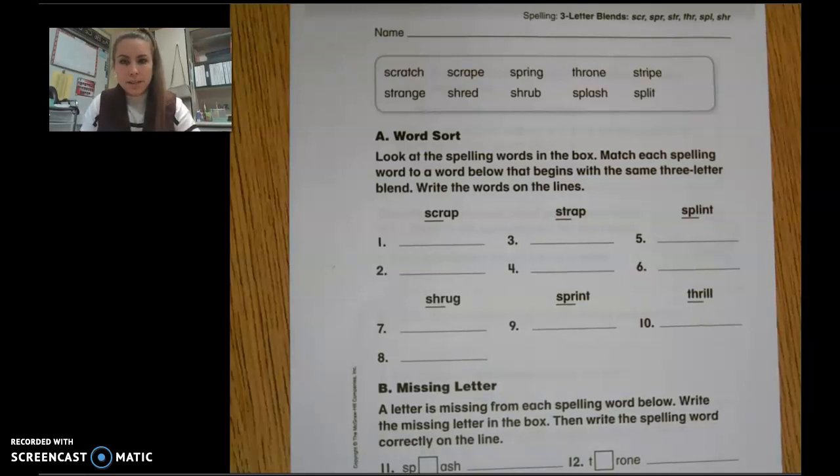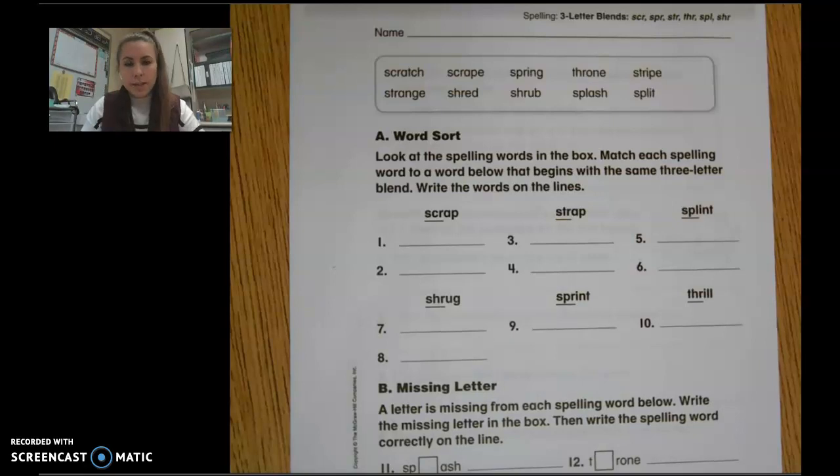Today, for word work, we are going to be looking at three-letter blends, which is three consonants blended together. The ones we're going to be looking at are the blends SCR, SPR, STR, THR, SPL, and SHR.